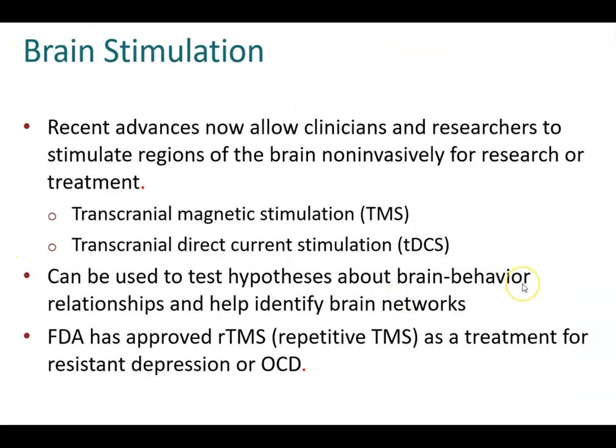So recent advances now allow clinicians and researchers to stimulate regions of the brain non-invasively for research or treatment. For example, transcranial magnetic stimulation or transcranial direct current stimulation. They can both be used to test hypotheses about brain and behavior relationships, and help identify brain networks that might be responsible for the issue in which we are researching.